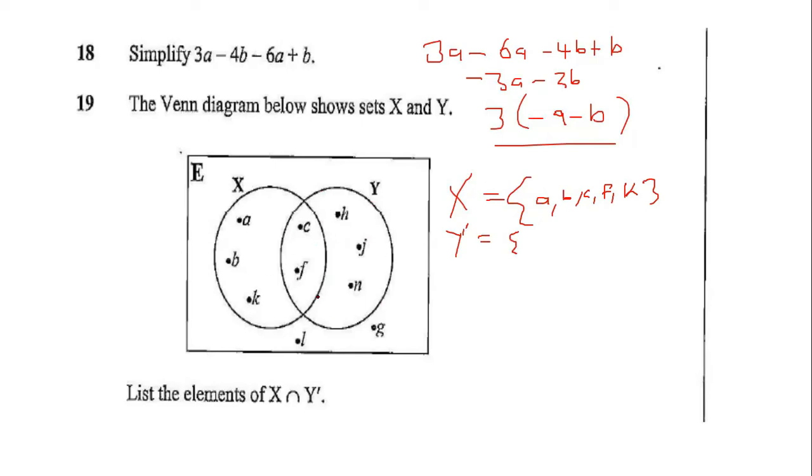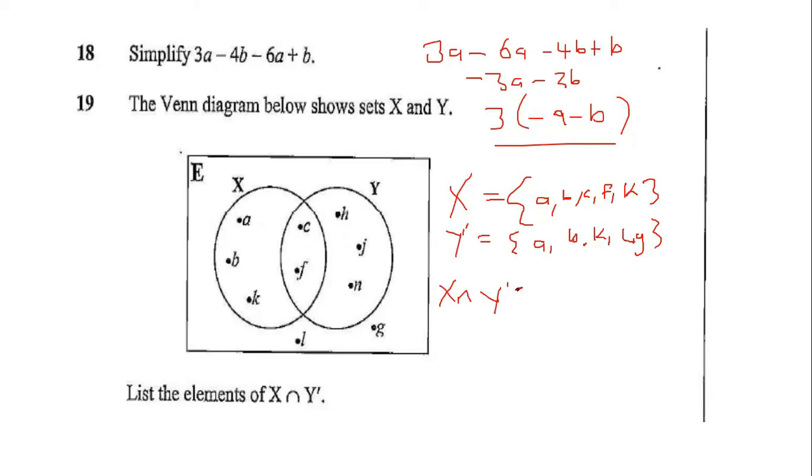So all these are found in Y. So Y complement will be A, B, K. Okay, so it will be A, B, K, L, and G. So these are complement because they are not found in what? In Y. Okay, complement means not part of. Then here, what they are saying is we want to list X intersection Y complement.